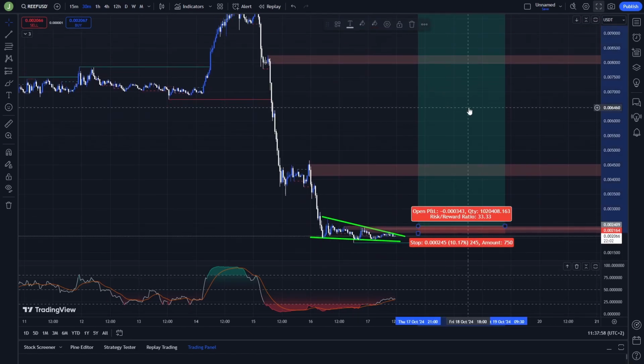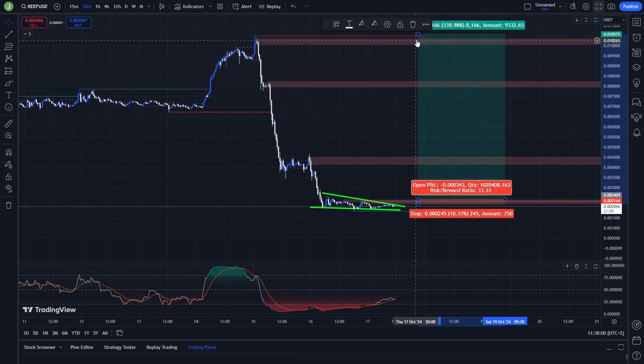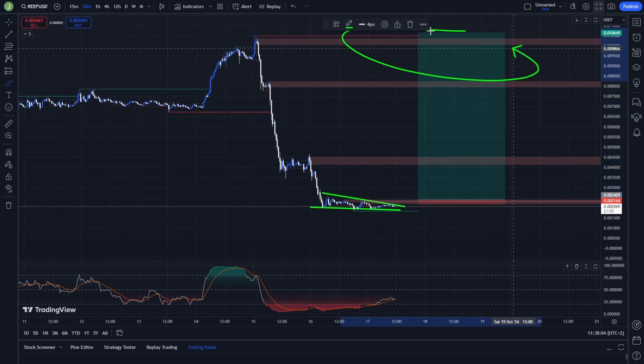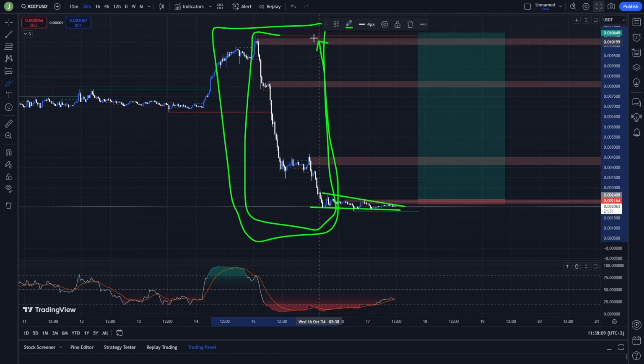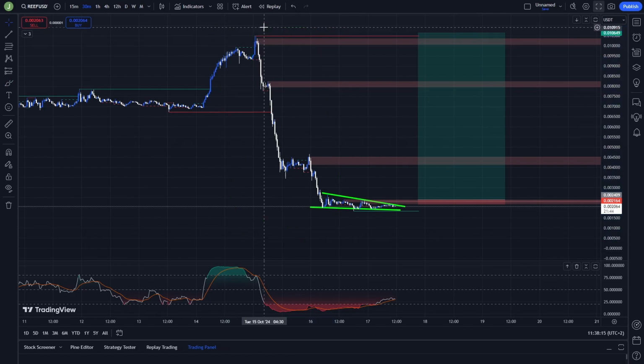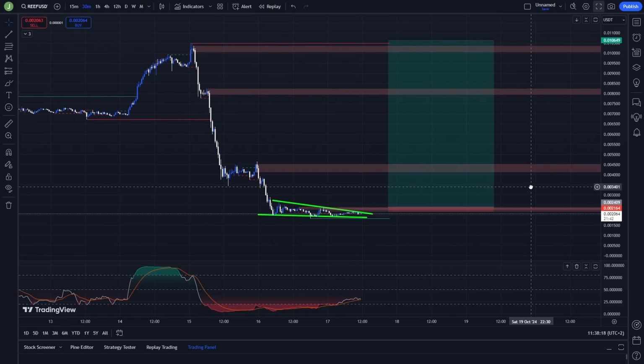But me personally, I am not recommending doing that, because what's the probability that we are gonna go up to these previous levels? Well, there was a huge reason why this coin dumped so hard. If you want, I can in my next video do a fundamental analysis on this coin. So if you are interested in that, definitely let me know in the comments.